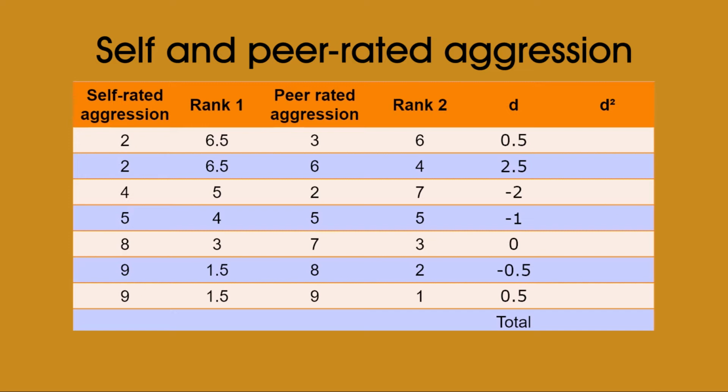Our next step is to calculate differences squared, or D squared. We do this simply by timesing the difference by itself. 0.5 times 0.5 becomes 0.25. Once we've calculated all of our differences squared, we simply sum them up to give the sum of D squared. We have now calculated sigma D squared, and we can now substitute this number into our formula.